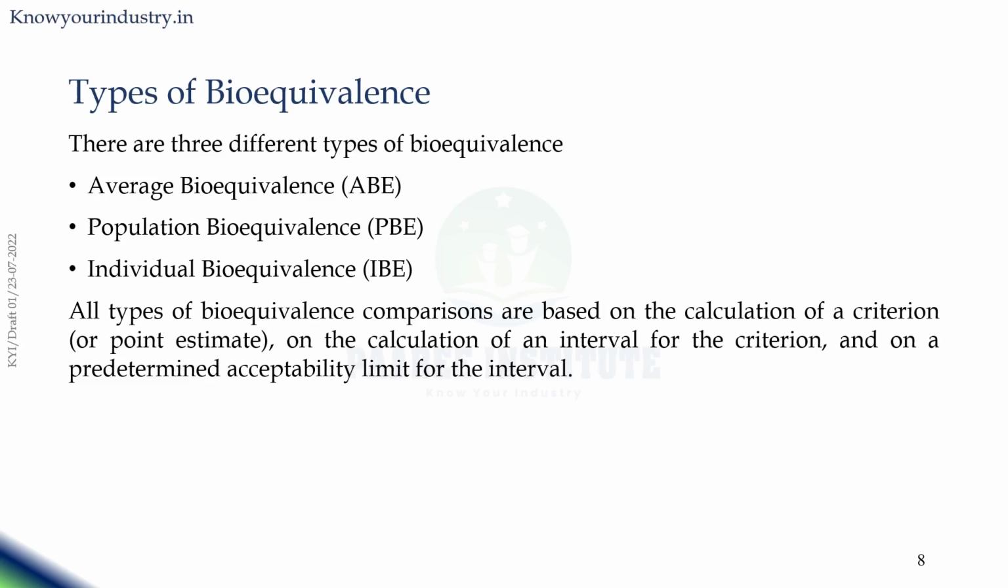And then since it is done in a significant study population, for example, a bioequivalence study conducted in 10 subjects or 12 subjects or 24 subjects, you have multiple point estimates for each and every subject. So you will calculate the interval for the criterion or the point estimate, and then you have a predetermined acceptability limit for the particular interval. That is 80 to 125% in the average bioequivalence, or 80 to 120% in the case of non-log transformed data. So you will have the point estimate, that is the criterion, then the interval for the point estimate, then a predefined acceptability limit for the particular interval. These are common for all the bioequivalence types: average, population, and individual bioequivalence.